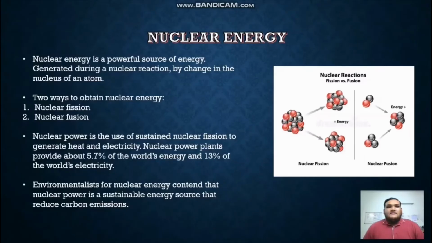Nuclear energy. Nuclear energy is a powerful source of energy generated during a nuclear reaction by a change in the nucleus of an atom. Two ways to obtain nuclear energy. First, nuclear fission. Second, nuclear fusion. Nuclear power is the use of sustained nuclear fission to generate heat and electricity. Nuclear power plants provide about 5.7% of the world's energy and 13% of the world's electricity.